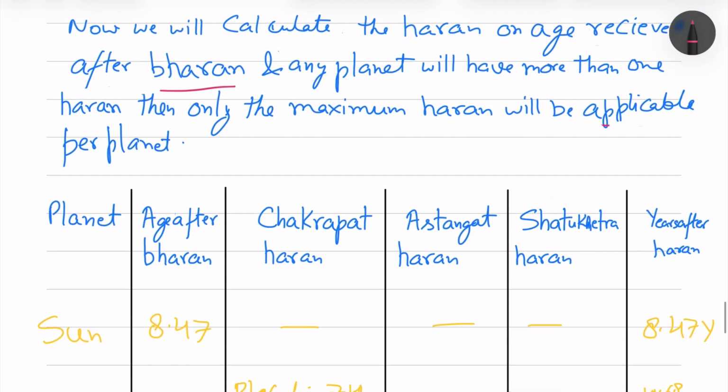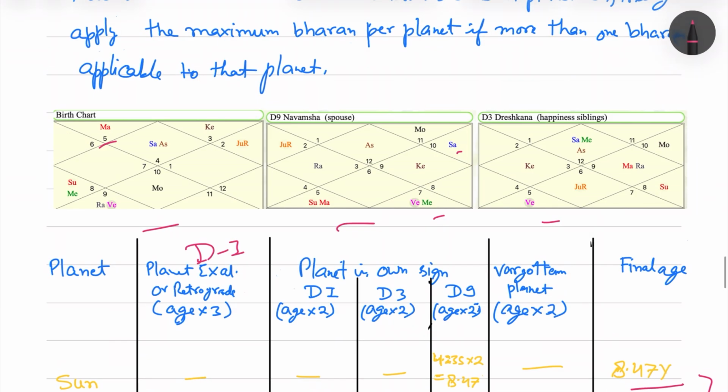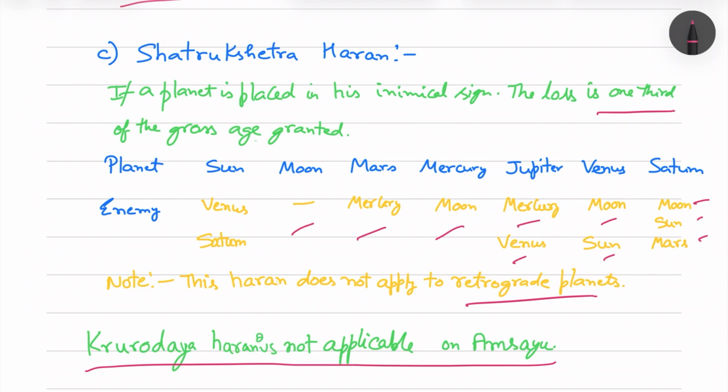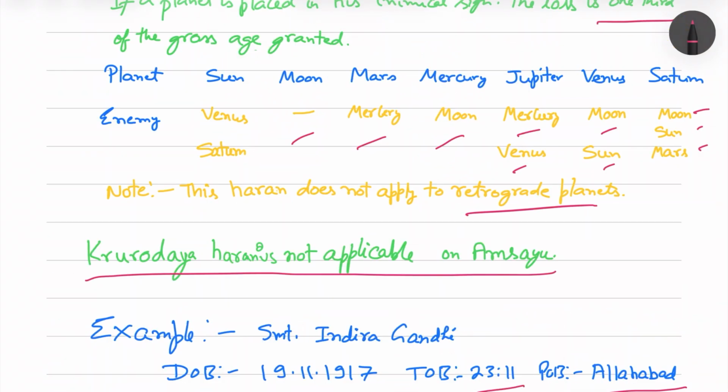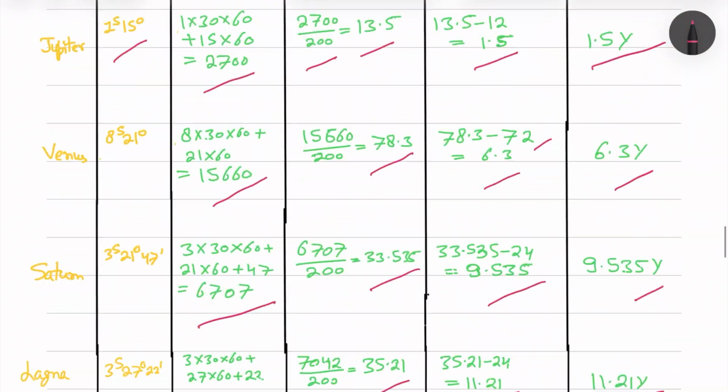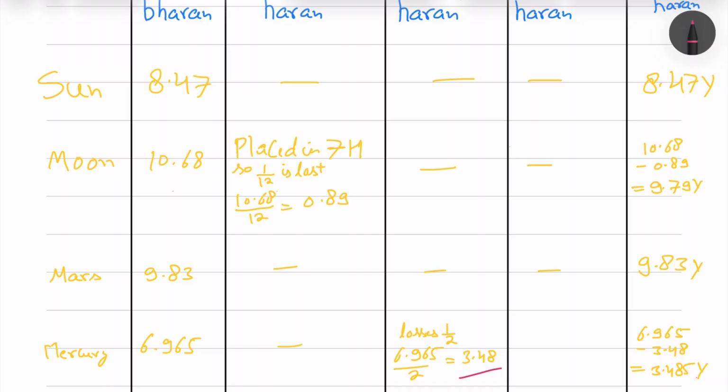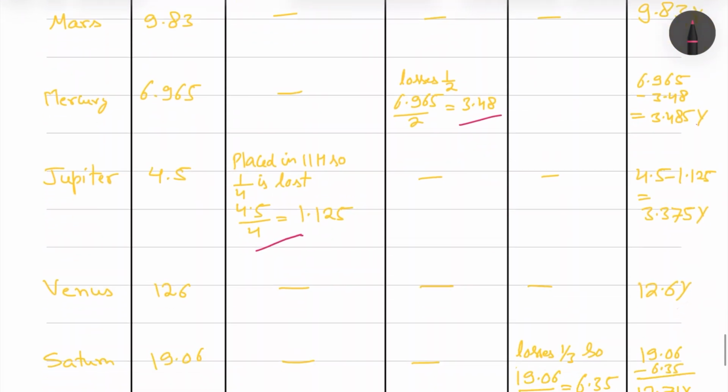After that, Shatru Kshetra Haran. Shatru Kshetra Haran, we see that only Saturn and Jupiter are in Shatru Kshetra. Venus considers Moon and Sun. Saturn considers Moon, Sun and Mars, and Jupiter considers Mercury and Venus. This Haran is not applicable on retrograde planet. Jupiter, Sun, Moon, Mars all are in friendly sign. Jupiter is retro, although present in Shatru Kshetra, but it is retrograde. That's why this Haran is not applicable.